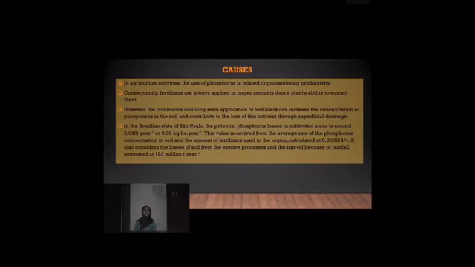The phosphorus loss coefficient in agriculture areas varies between 0.15 and 1.4 kilograms per hectare per year. In the Brazilian state of Sao Paulo, the potential phosphorus loss in cultivated areas is around 5,045 tons per year, or equivalent to 0.20 kilograms per hectare per year. This value is derived from the average rate of the phosphorus concentration in soil and the amount of fertilizers used in the region, calculated at 0.002614%. It also considers the losses of soil from the erosive processes and the runoff because of rainfall, estimated at 193 million tons per year.